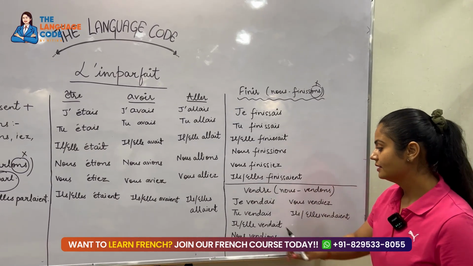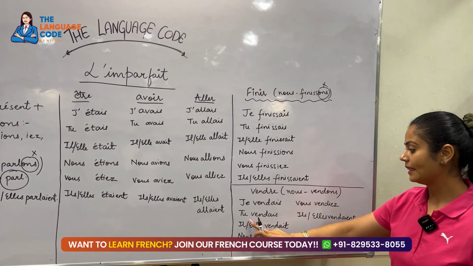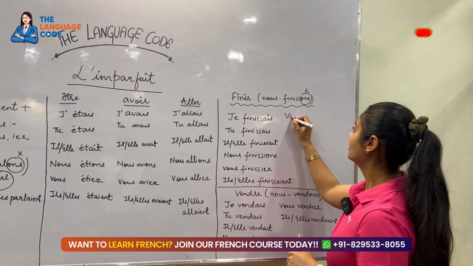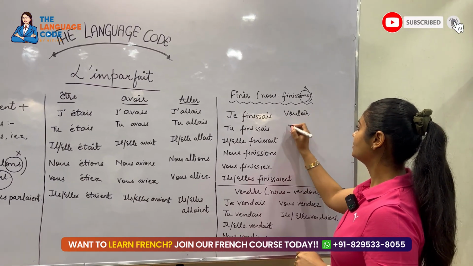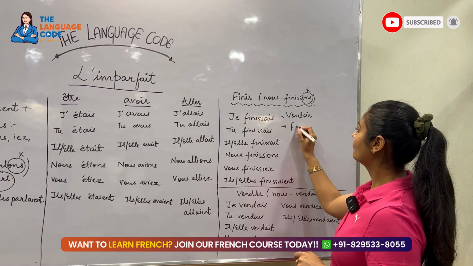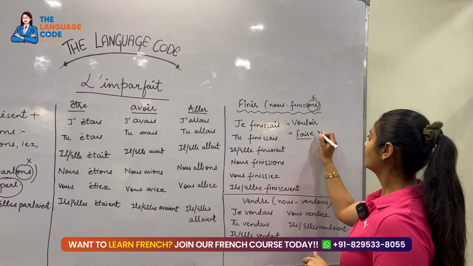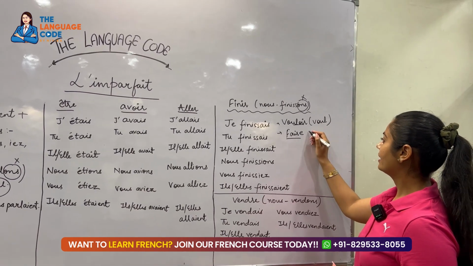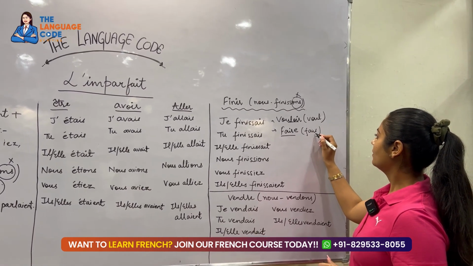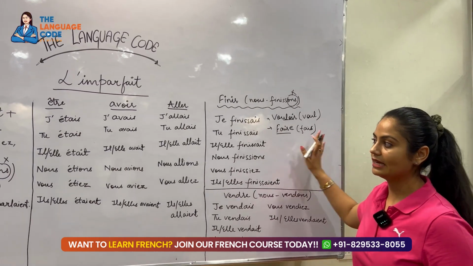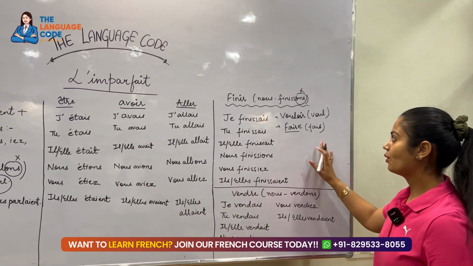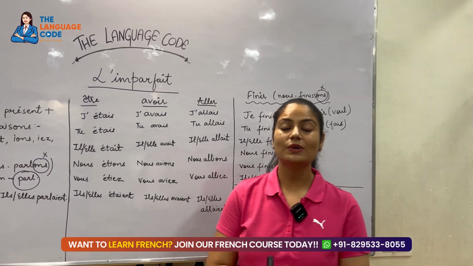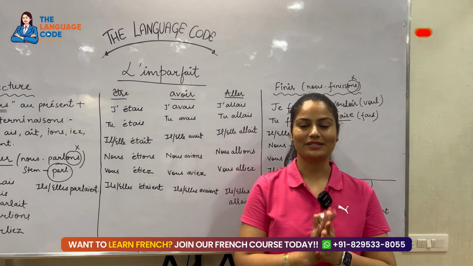Coming on to vendre, je vendais, tu vendais, il, elle vendait, nous vendions, and the next verb is vouloir, which is to want, and the other one is faire. So the stem word for vouloir is voul, and for faire it is fais. Now with these two stem words you can make the terminations like that and form the conjugation of these verbs in l'imparfait.